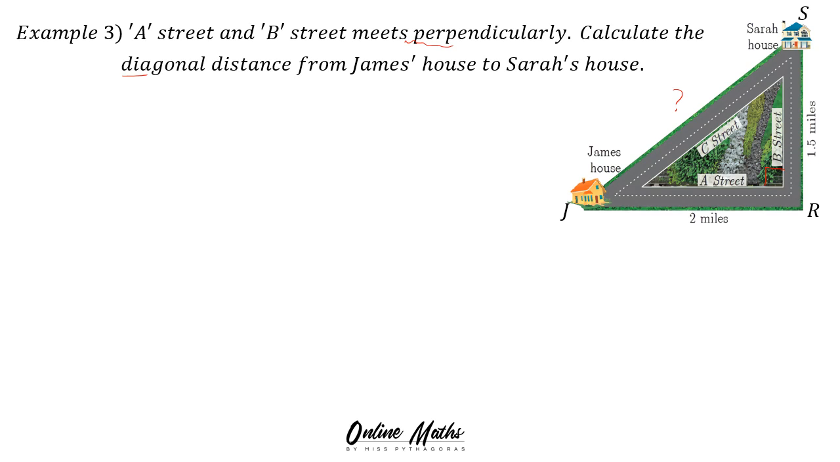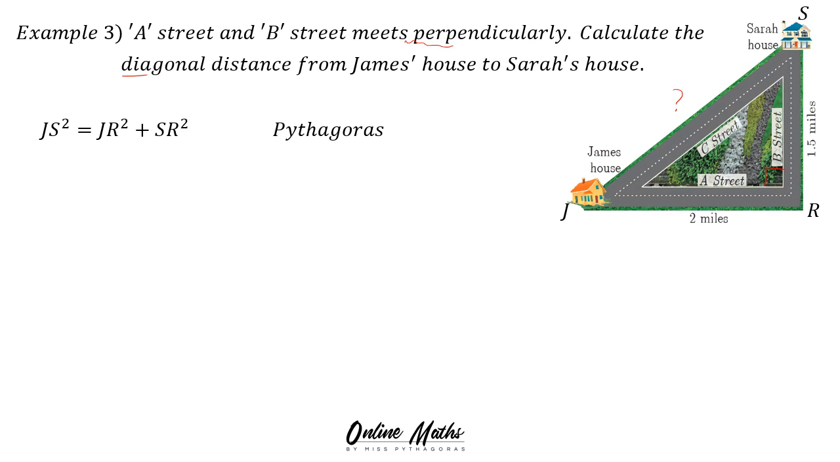So when we want to find the diagonal distance, it implies we want the hypotenuse of a right angled triangle. So by now, it's very clear you understand. It's going to be the theorem of Pythagoras, which says, remember, hypotenuse squared equals one side squared plus the other side squared. In this case, it's JS squared equals JR squared plus SR squared. And we add Pythagoras.